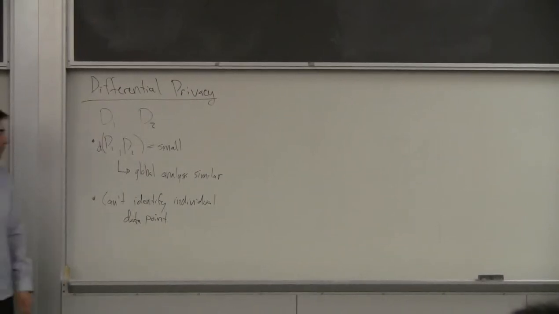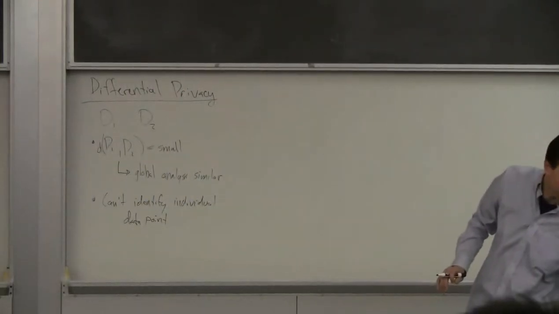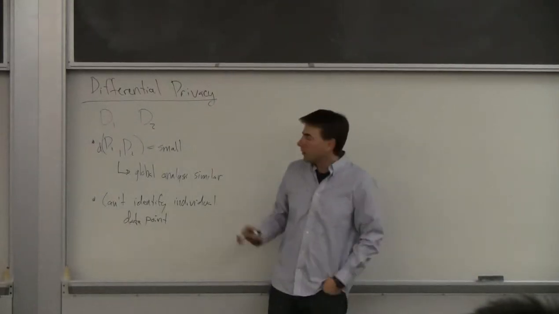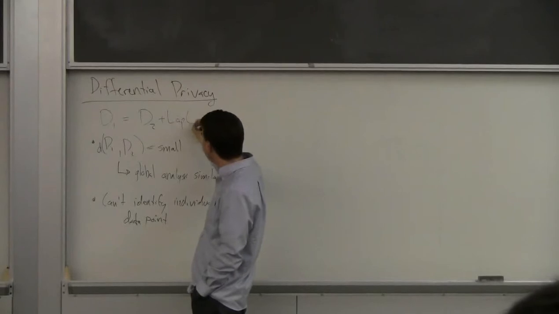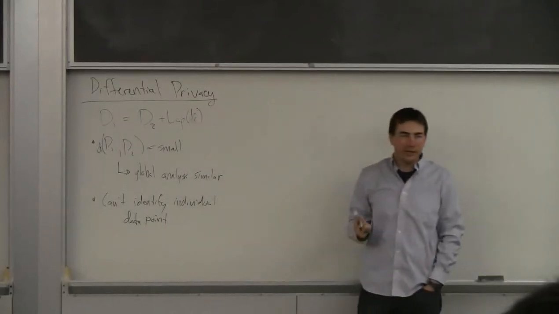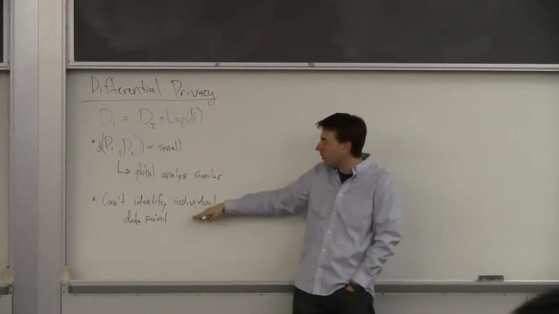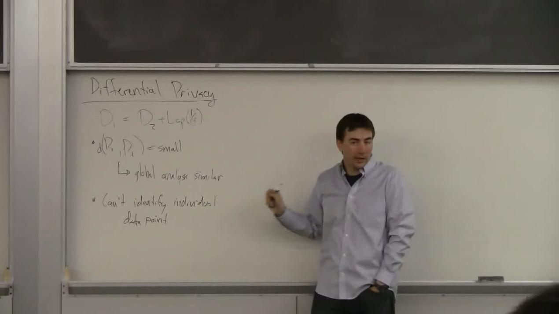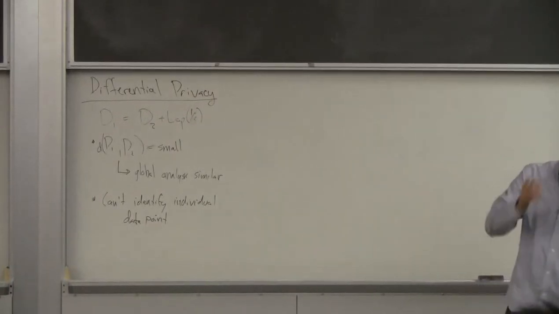So this should mean that the probability... let me try and write down a formal definition. I'll define this formally in a second. But the general idea is you're going to take the original data set, and D1 is equal to D2 plus some amount of Laplacian noise, of scale 1 over epsilon. So you've taken a data set and added some noise to it, so that they're close and their global analysis is similar. But because you've added the noise in a certain way, you can't know for sure anything about any certain individual data point. And there are some probabilistic ways that you can have some guarantees.